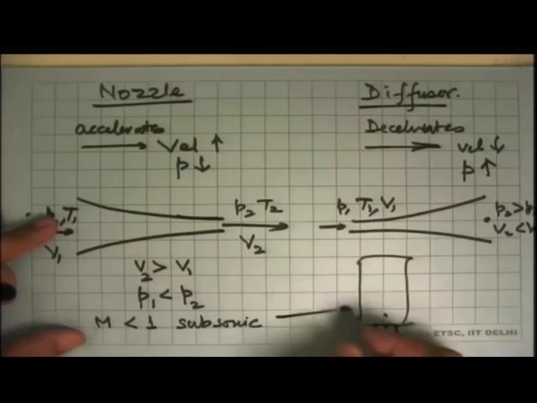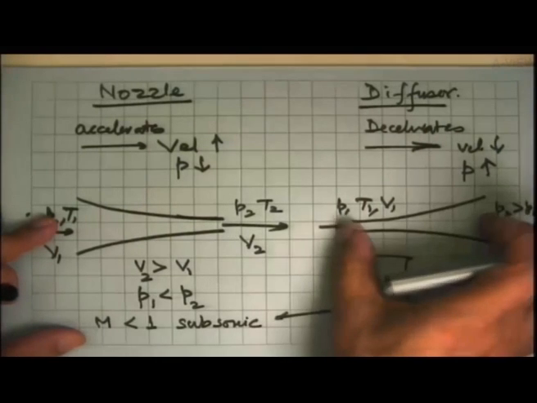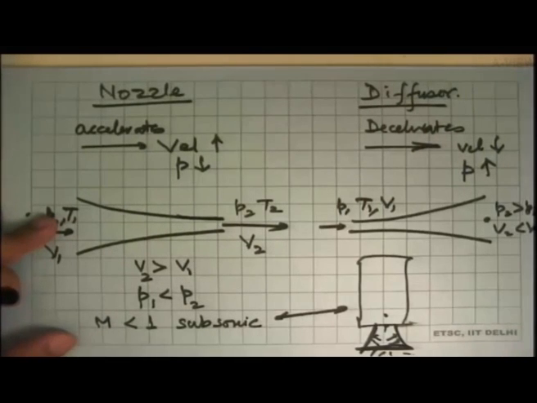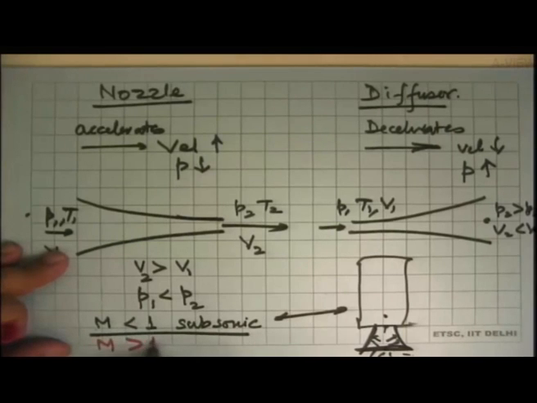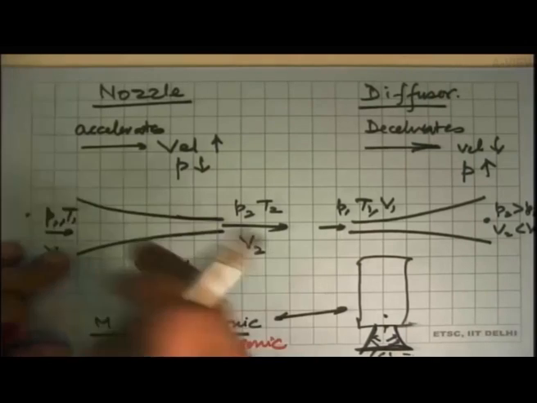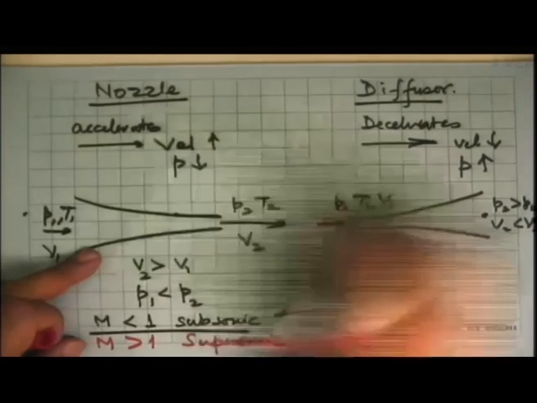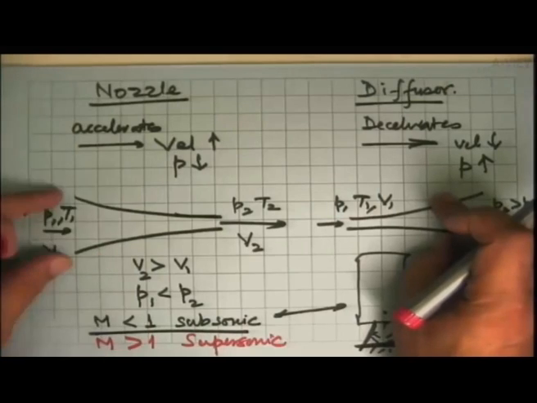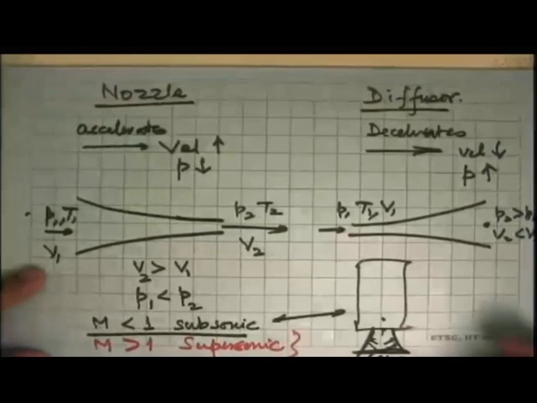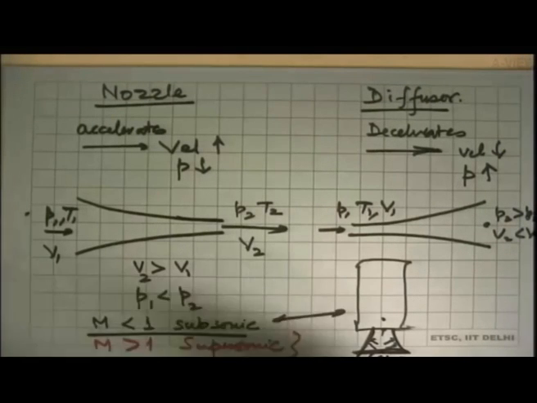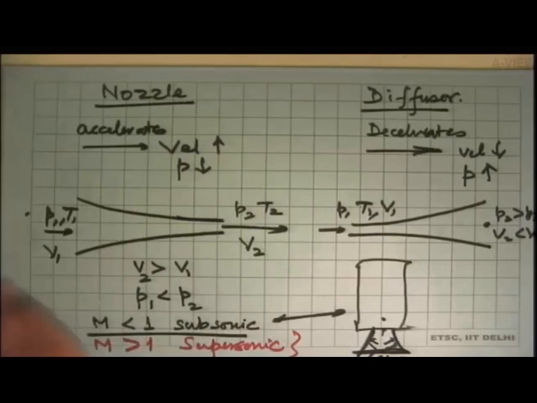Like before, this will happen if the flow everywhere is subsonic. And the reason for mentioning this is that if the flow were at the other extreme, with Mach number greater than 1, which is supersonic flow, then exactly the opposite will happen in this passage and in that passage. This will decelerate the flow, and that will accelerate the flow. But that's for a different course. Right now we are not going into that, but just for completeness of the description of a nozzle and diffuser, I have shown this.